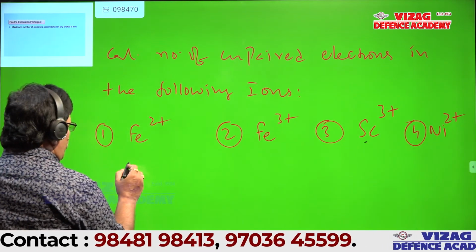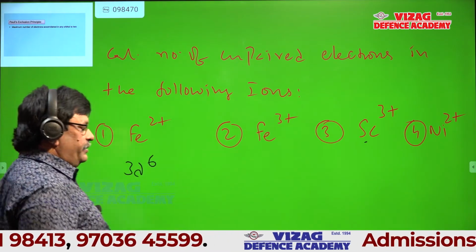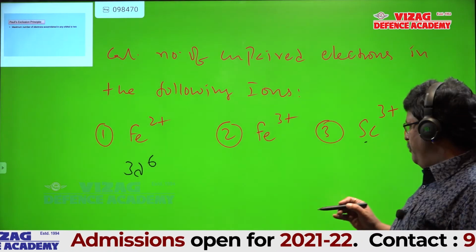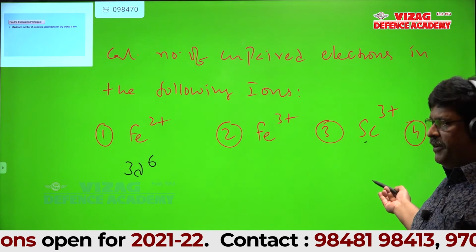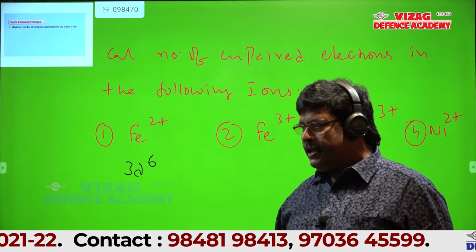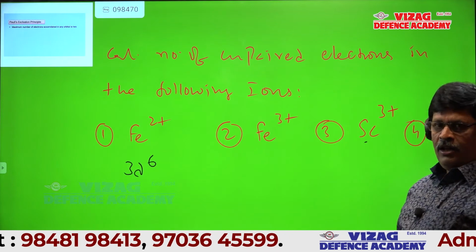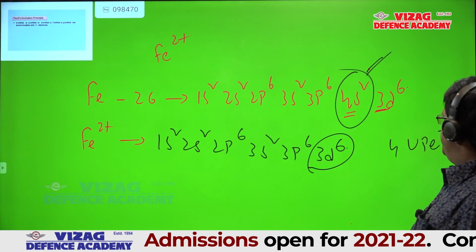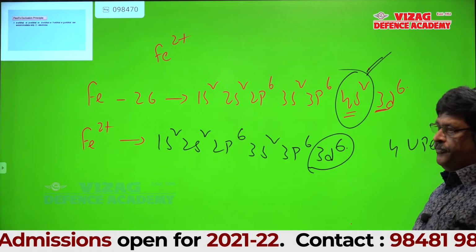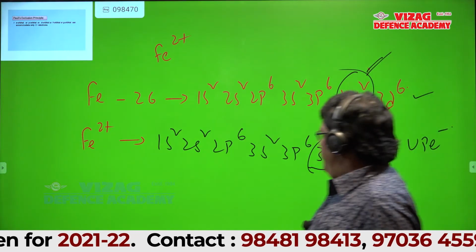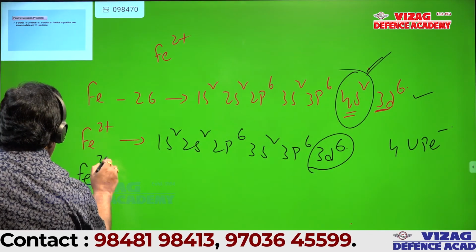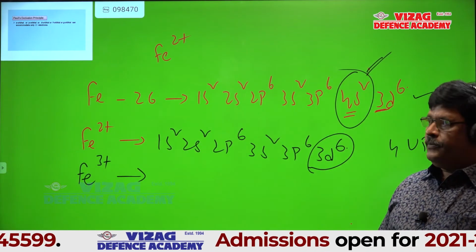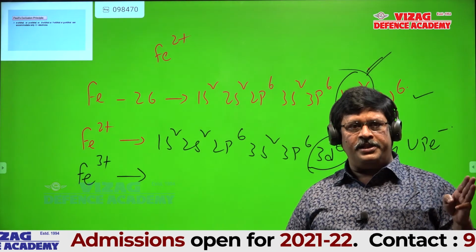Fe2 plus is 3d6. Students, first we'll write the outer configurations of the given ions and after that we'll count how many unpaired electrons are there. Can anyone tell the outer configuration of Fe3 plus? 3d5, sir. See this slide one more time. Fe is this. We want Fe3 plus, which means iron should lose 3 electrons. Is it okay? Yes, sir.